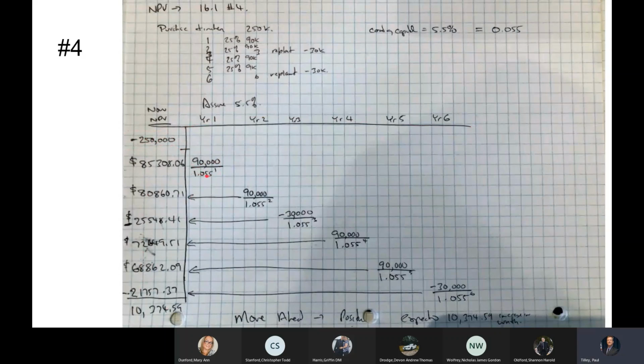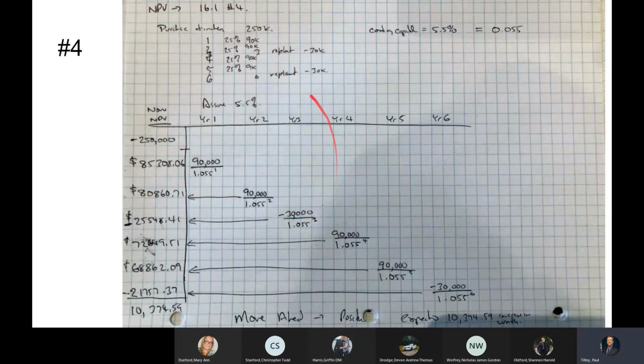So we take 1.055. Where did the 0.055 come from? The cost of capital is 5.5%. That's 0.055, and 1 plus 0.055 to the power of 1, so 1.055 to the power of 1. The present value of that is 85,308. Year 2, there was another $90,000 that came in. It is 1.055 to the power of 2, since it's 2 years. This equates to a present value of $80,860.